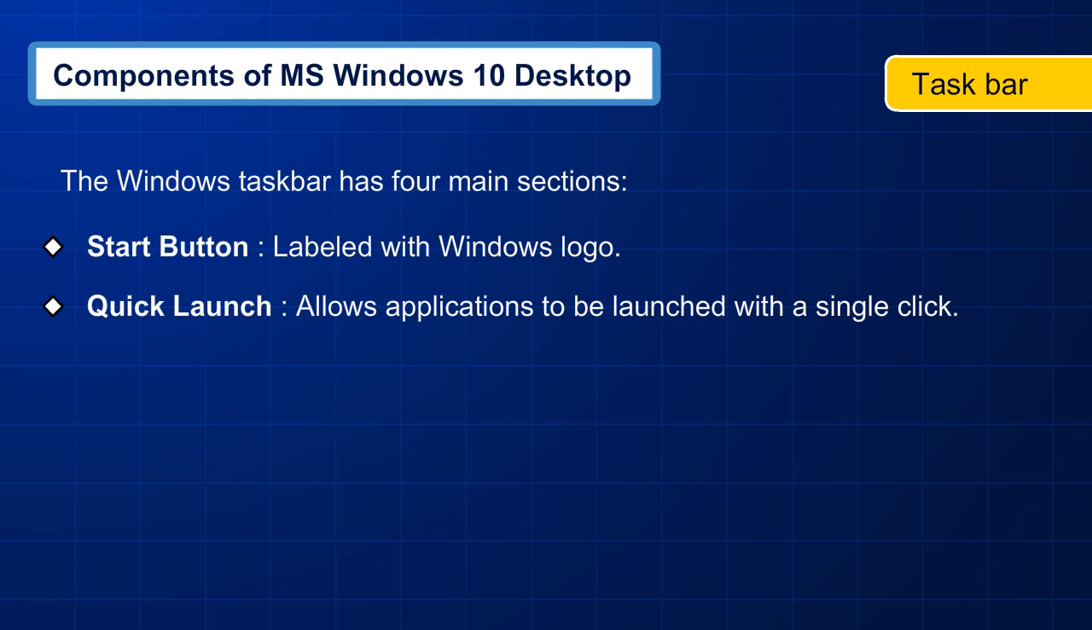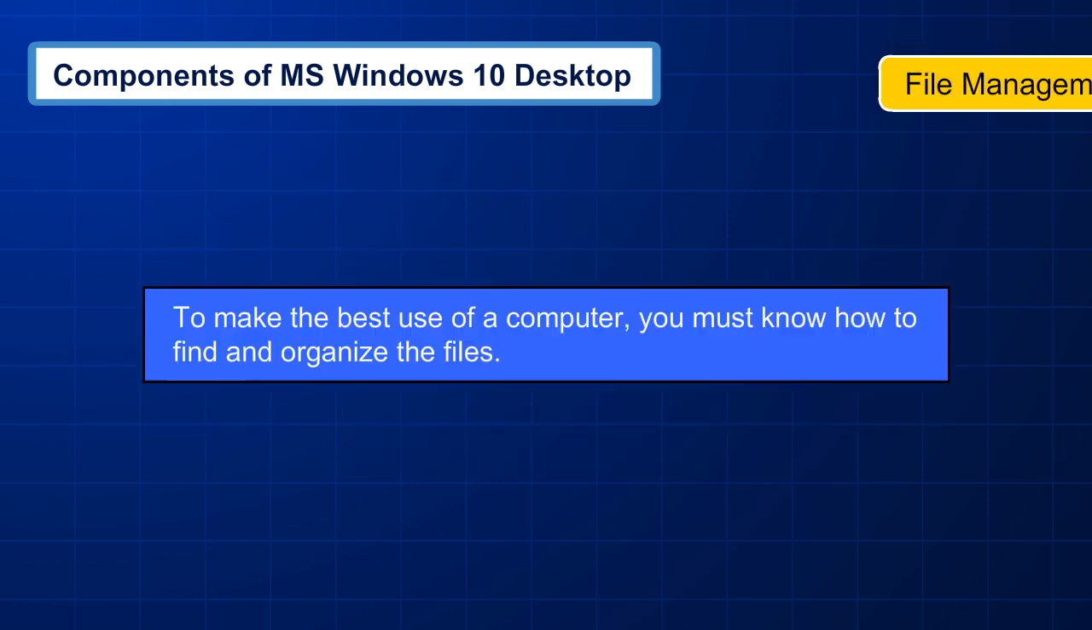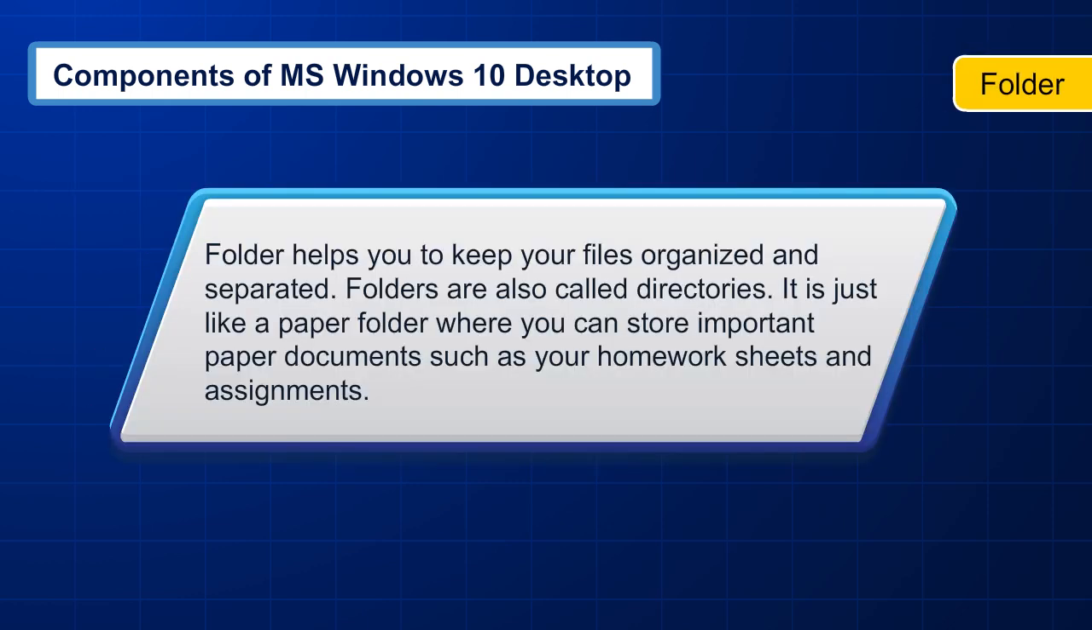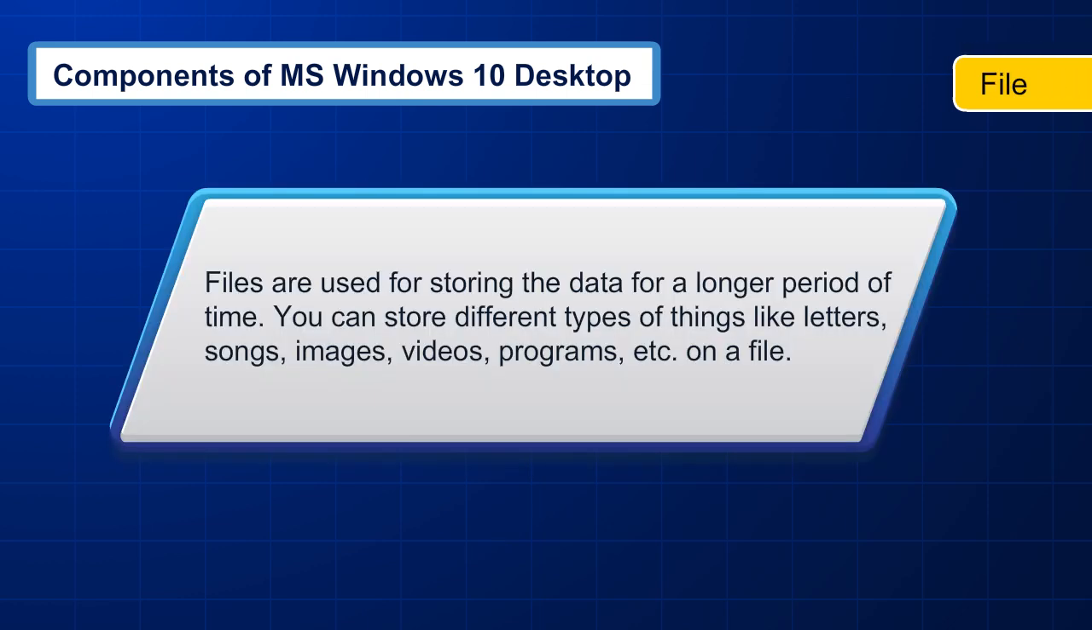Quick Launch allows a paper folder where you can store important paper documents such as your homework sheets and assignments. Files. Files are used for storing the data for a longer period of time. You can store different types of things like letters, songs, images, videos, programs, etc. on a file.